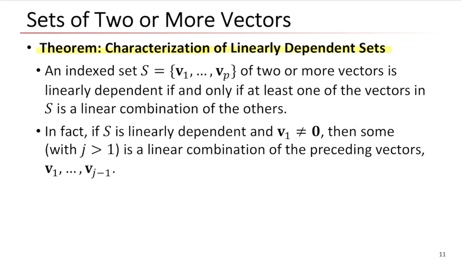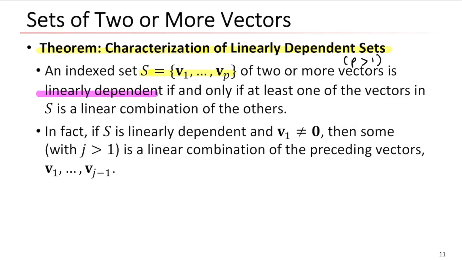Yeah, this is the general case of the linearly dependent set. Let's say that there exists an indexed set S equal to V1 through Vp of two or more vectors. So it means that p is greater than or equal to 2, right? Because of two or more vectors.